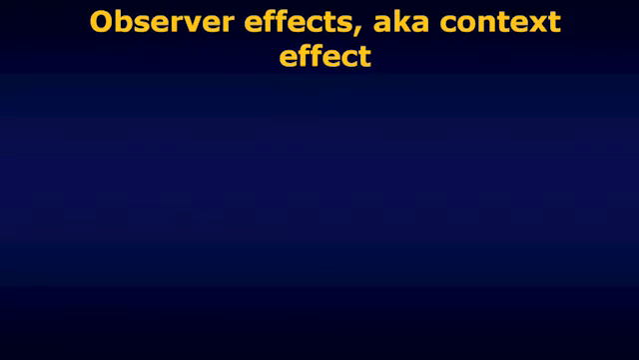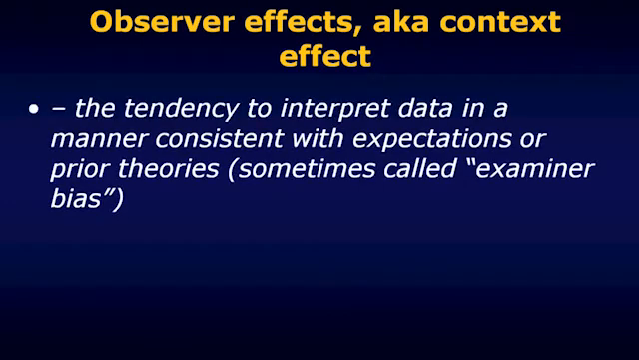These are things that psychologists have been studying for decades, and this is the definition that they've come up with for the idea of an observer effect or a context effect. And I'll just read you the definition straight off of the slide. It's simply this: an observer effect is the tendency to interpret data in a manner consistent with the expectations or prior theories. And again, sometimes this is called examiner bias.